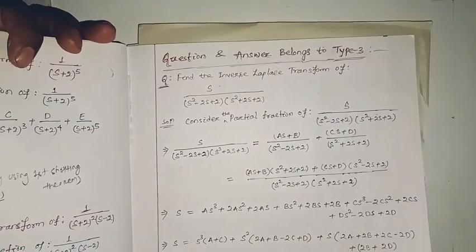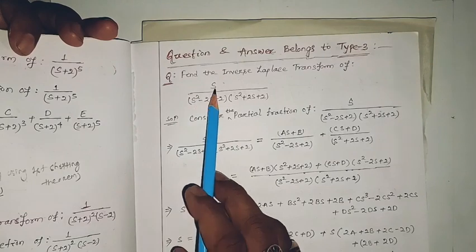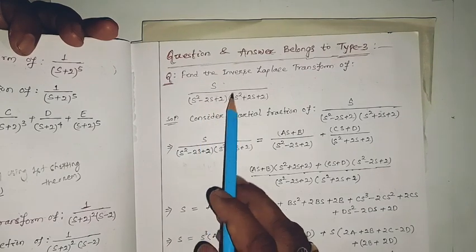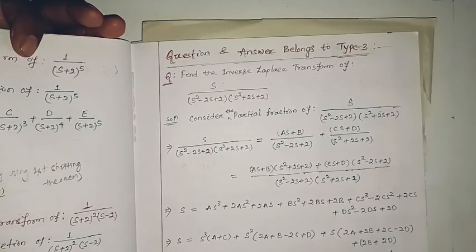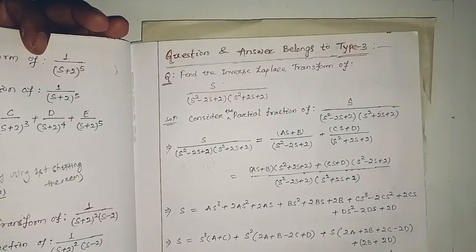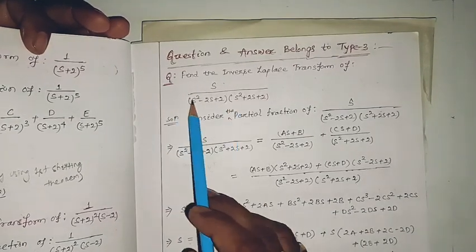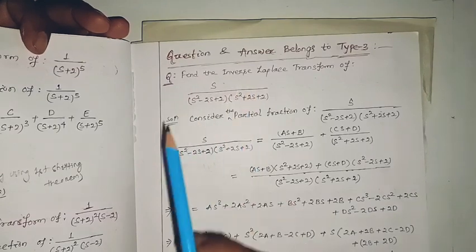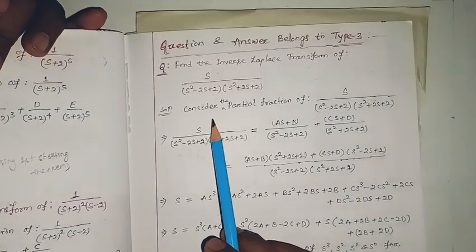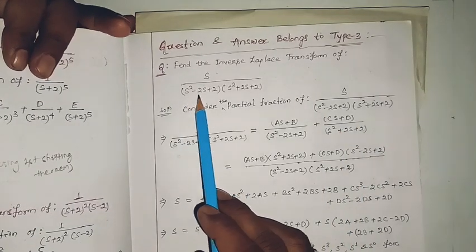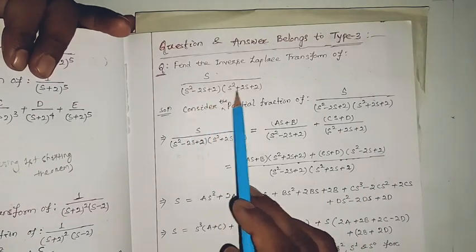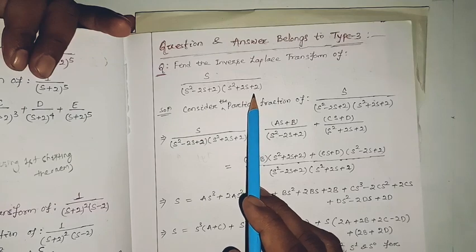The first question belonging to type 3 is s by (s² minus 2s plus 2) into (s² plus 2s plus 2). We have to find the inverse Laplace transform of this one. First we are going to consider the partial fraction of this. Here you can see that this one is one quadratic term, and this one is another quadratic term.